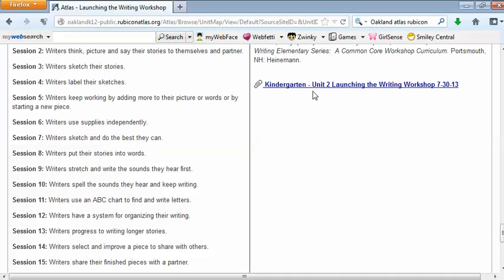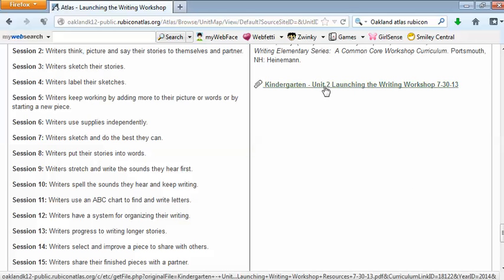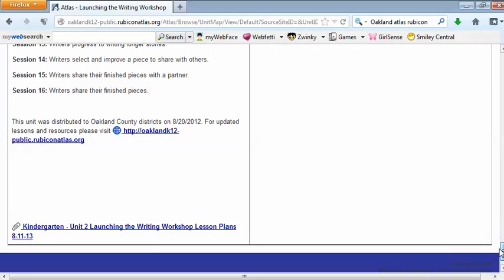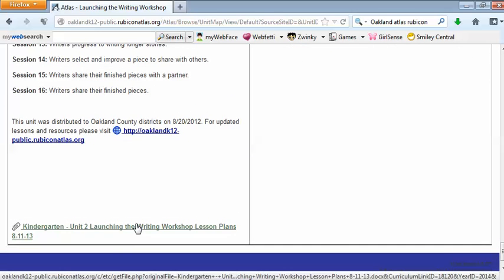You have two attachments often at the end of these units. The Unit 2 Launching Resource Packet and the lesson plans. This lesson plan link has more than the mini lesson plans. It also has information on the process of immersion, a very important piece that you'll want to take a look at on the front end.